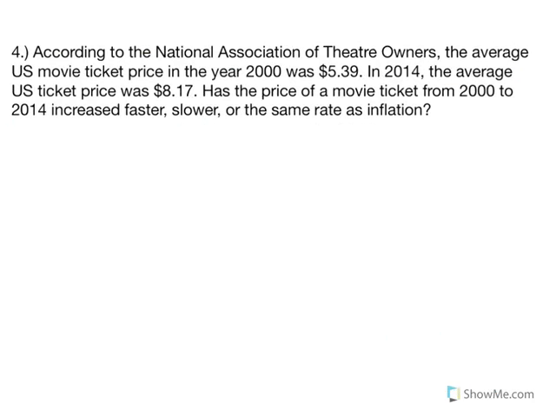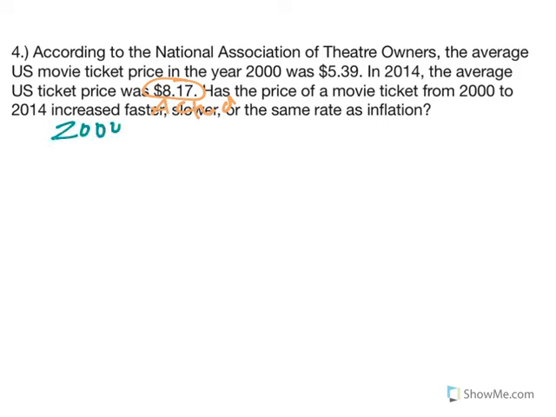Another problem, same concept. The average ticket price in 2000 was $5.39, right? We all wish for those days. In 2014, the average price was $8.17. Did it increase faster, slower, at the same rate of inflation? So this is the actual. We need to figure out what would be the expected.